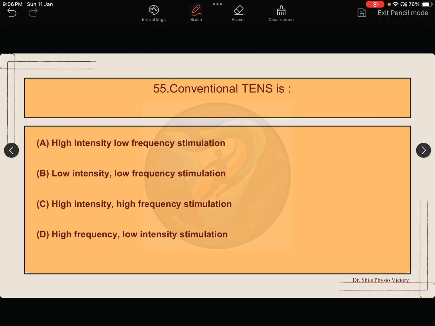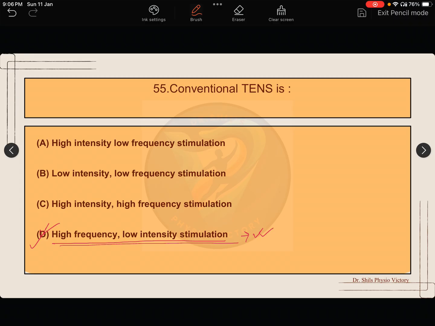Next, come to question number 55. Conventional TENS is option A, high intensity low frequency stimulation, option B, low intensity low frequency stimulation, option C, high intensity high frequency stimulation, option D, high frequency low intensity stimulation. Here the correct answer is option D, high frequency low intensity stimulation. This is the conventional TENS.